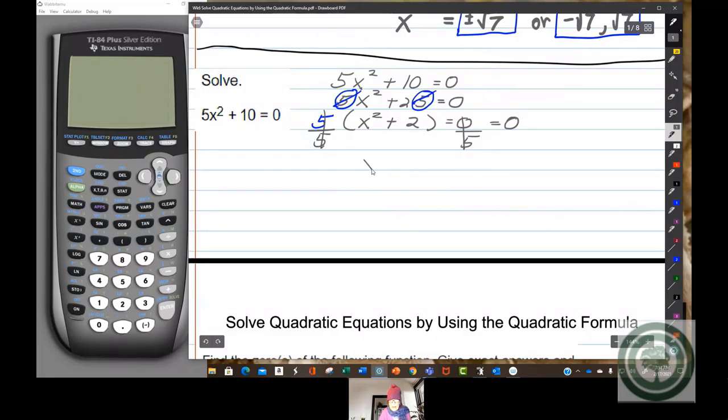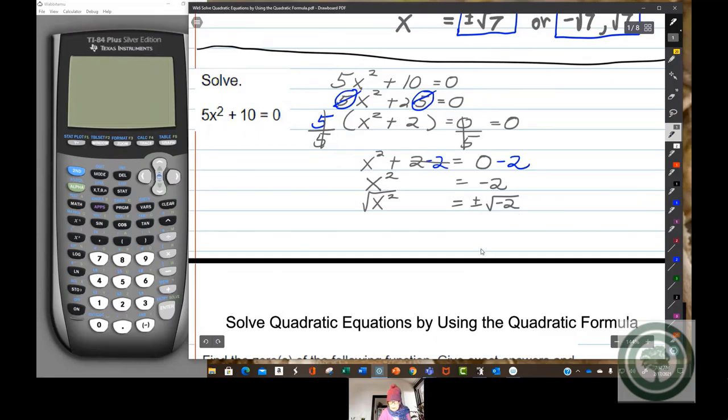Okay, then I divide out the 5. So I have x squared plus 2 equals 0. Now I have to solve for x, so I will subtract 2 from both sides of the equation. That leaves me with x squared, 2 minus 2 is 0, equals 0 minus 2 is negative 2.